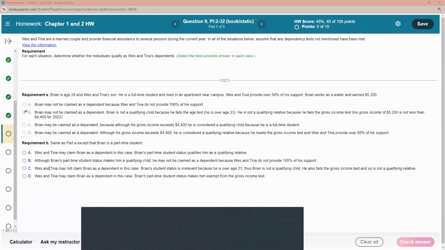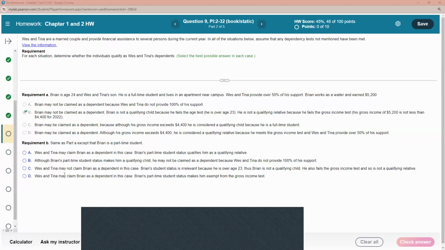So A is incorrect. B, although Brian's part-time student status makes him a qualifying child, he may not be claimed as a dependent because Wes and Tina do not provide 100% of his support. This is incorrect. Being a part-time student does not make him a qualifying child, and Wes and Tina need to provide over 50% of his support, not 100%.